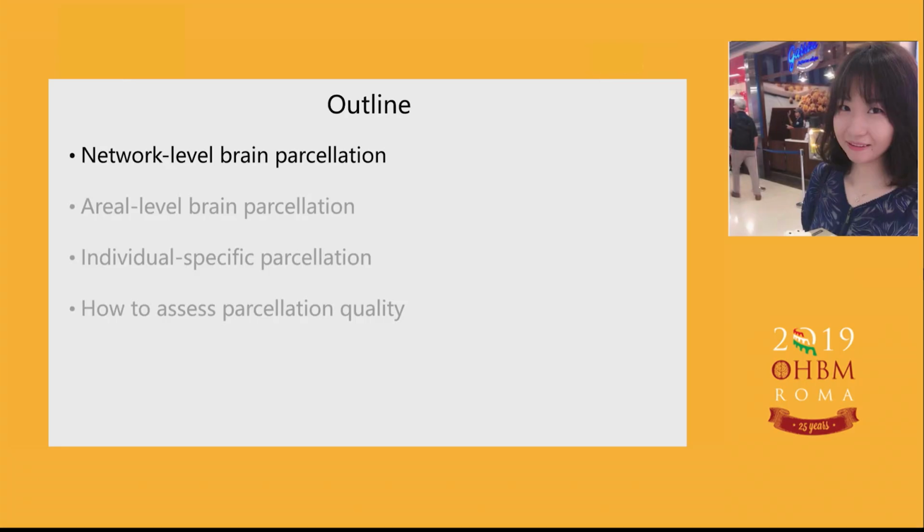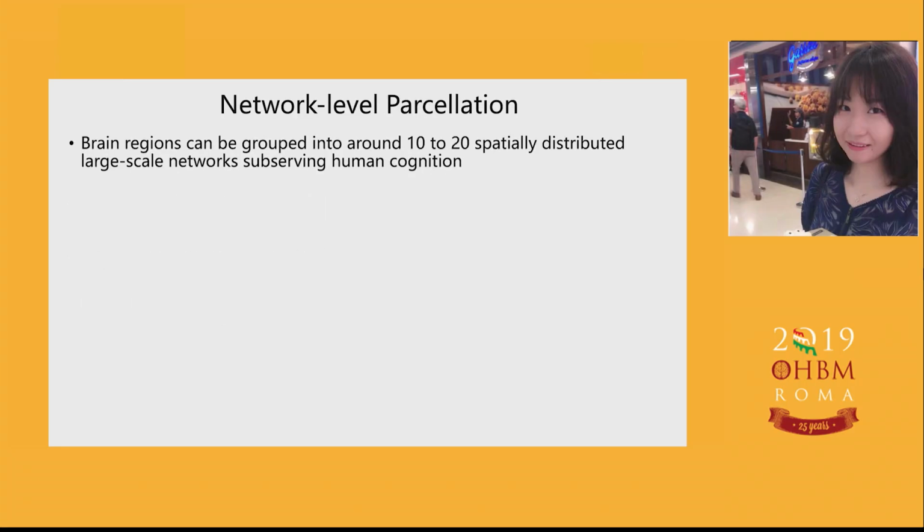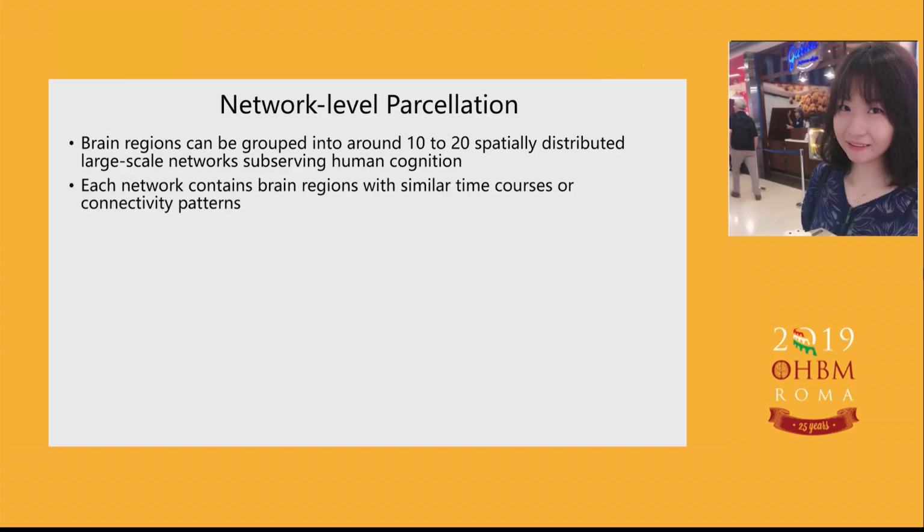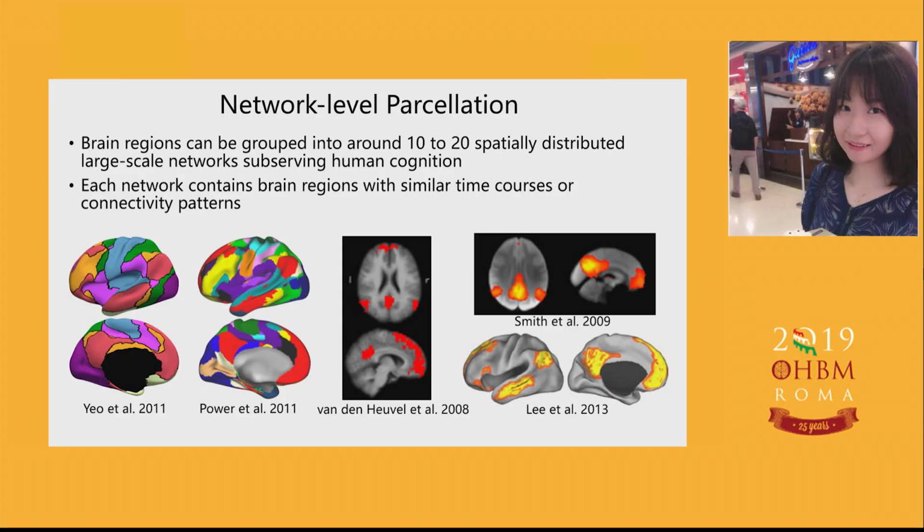So let's start with the network level parcellation. The resting state functional connectivity is a very promising tool for identifying large-scale brain networks. The brain regions can be grouped into around 10 to 20 brain networks, each associated with various cognitive functions. The brain regions within each network normally share similar time courses or connectivity patterns. Here I'm showing you a few examples of the network level parcellations estimated by different approaches.